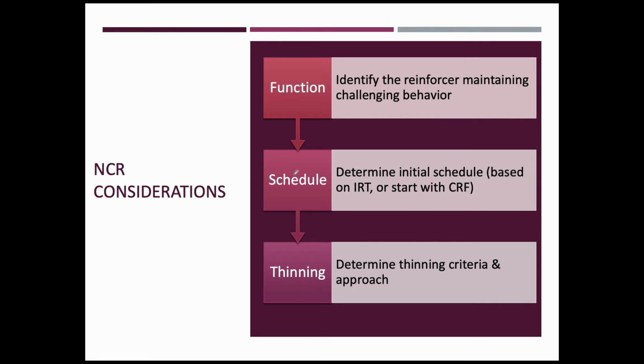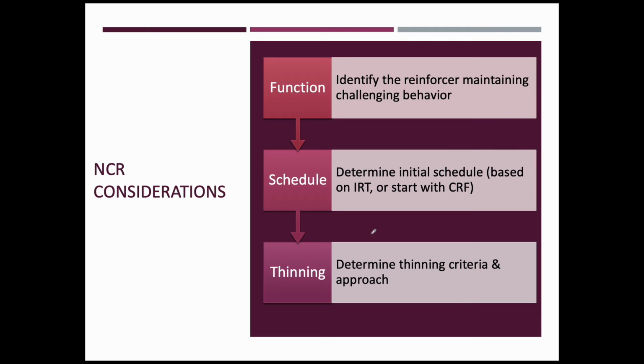So the considerations with NCR, obviously first and foremost, we have to identify the function of the behavior to know what reinforcer we're going to deliver non-contingently. Then we want to determine a schedule upon which we are going to deliver the reinforcer non-contingently. I'll talk about this in more detail later. I'll give you sort of an introduction now. Typically what we do is we choose a schedule of reinforcement that is dense to begin with. Obviously the schedule that's most dense would be continuous. So continuous non-contingent reinforcement. We may not always need to start there, but if we do, we could be confident that we will eliminate the problem behavior. So let's just say we start with continuous reinforcement.